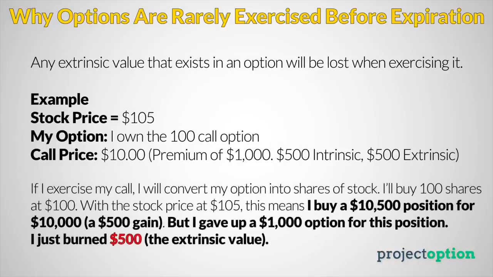And if I exercise my option, I will essentially forfeit my option position and I will go through with buying 100 shares of stock at the strike price of 100. But since the stock price is actually 105, I'm essentially buying 100 shares of stock $5 below the stock price, which is a benefit to me of $500. But I just gave up a $1,000 option to do that, and by doing so, I effectively just gave up $500, which is the extrinsic value, for no reason.